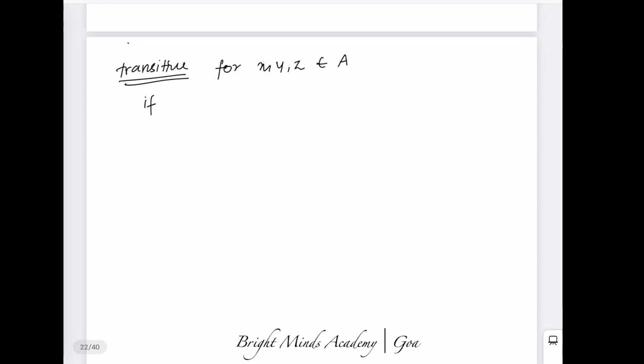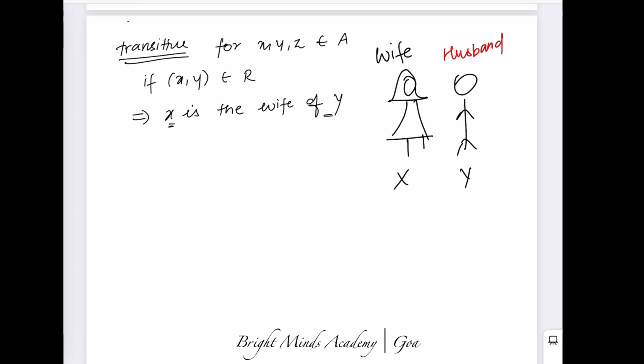Next we have to check for transitive behavior. Now here you have to always be very careful. Now we'll say for X comma Y comma Z belonging to the set A, if X comma Y belong to the relation R, this implies that X is the wife of Y. This is the case that you're going to get right here. That is, X is going to be the wife, Y is going to be the husband. That is, Y is going to be a man according to normal societal standards.